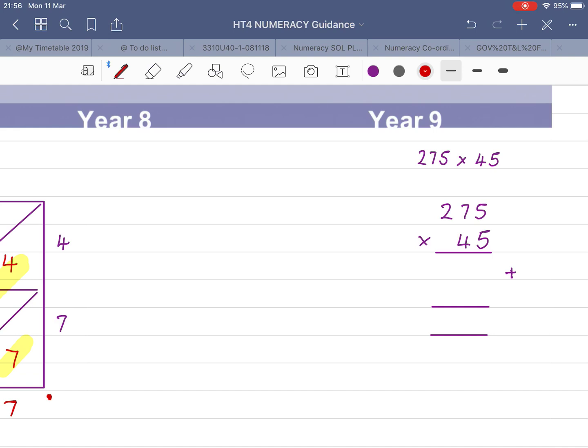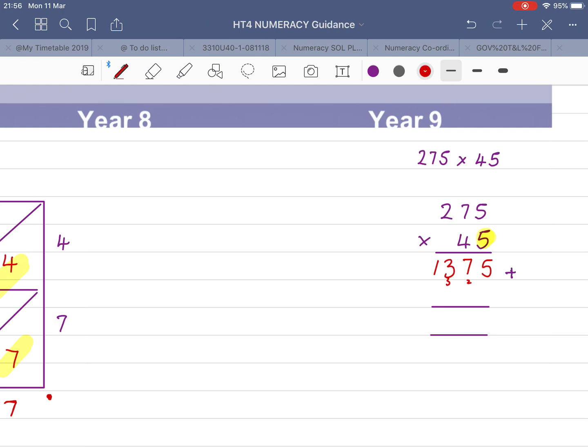So starting by focusing on the 5, multiplying the row above: 5 5s are 25, 5 down, carry 2. 5 7s are 35, and 2 makes 37, 7 down, carry 3. 2 5s are 10, and that 3 makes 13. The top row is 1 3 7 5.